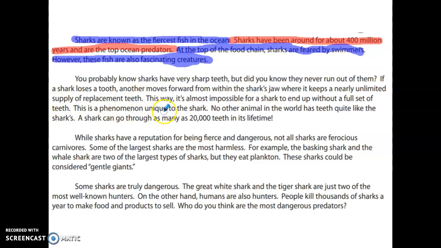This is a phenomenon unique to the shark. No other animal in the world has teeth quite like a shark's. A shark can go through as many as 20,000 teeth in its lifetime.